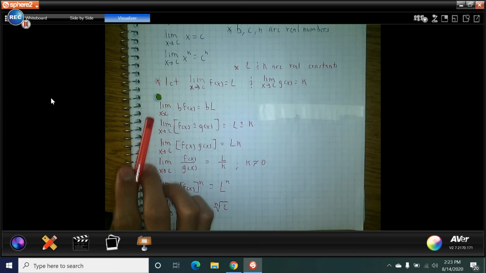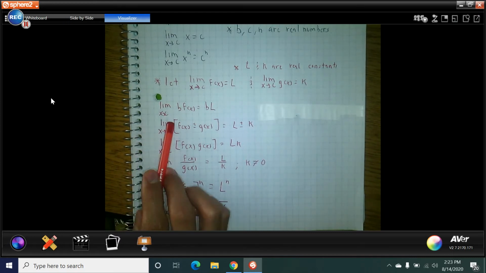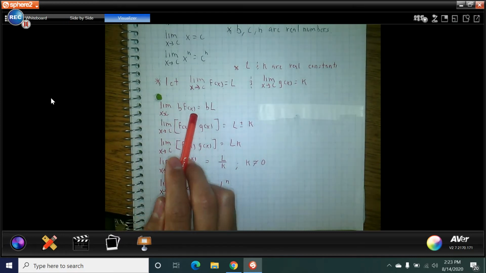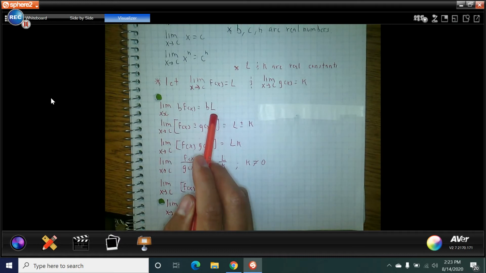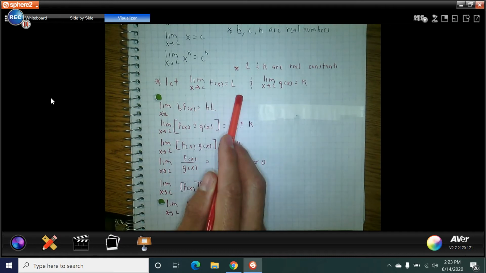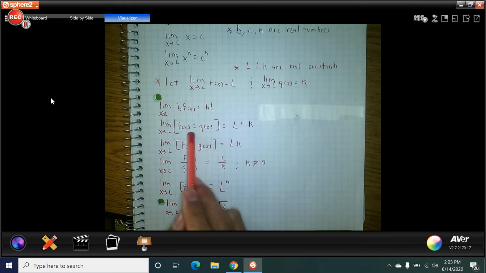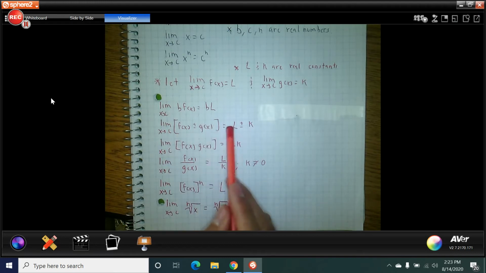So very simple. If we have the limit as x approaches c of a constant multiplied by f of x, then it's going to be b times L, because the limit as x approaches c of f of x is equal to L. Now we have the addition or subtraction of two functions. So the limit as x approaches c of f of x plus or minus g of x, you can take the limits separately and just add them, so L plus or minus K.